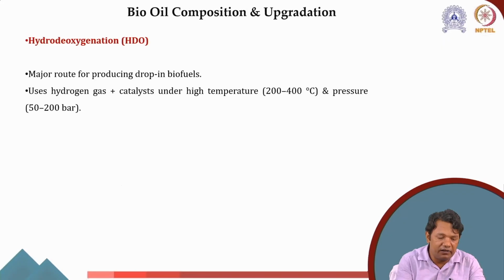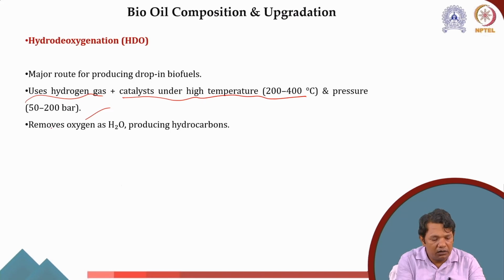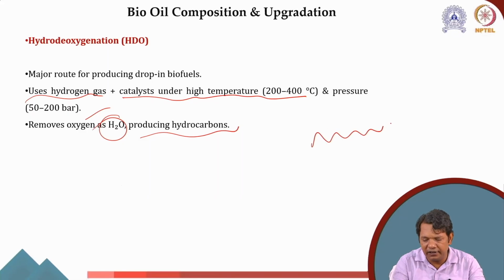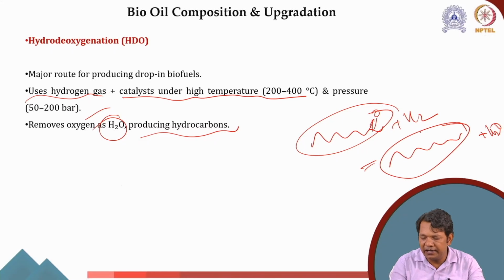To remove the oxygen, we use hydrogen gas plus catalyst under high temperature and pressure, up to 50 to 200 bar. The hydrogen gets attached with the oxygen of the bio-oil to convert into H2O, and then when H2O is removed, for example, if I have this, and here I have one oxygen, so this is an oxygenate. If I give H2, what will I get? Plus H2. That means I can get a linear chain hydrocarbon.